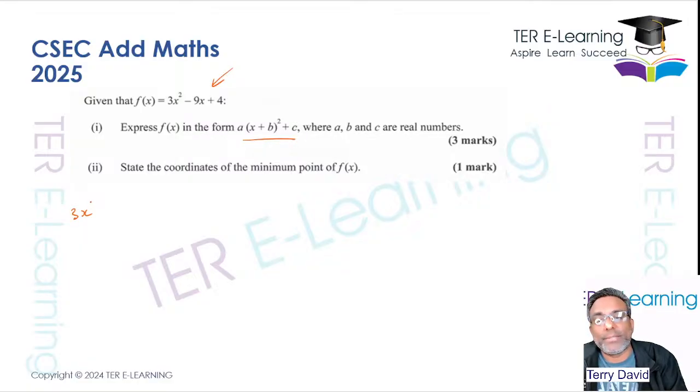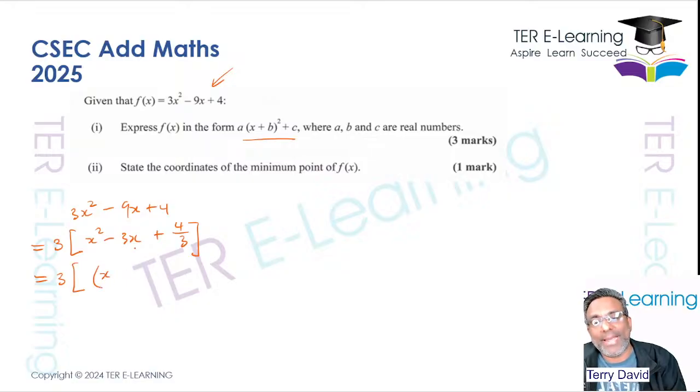So I have 3x squared minus 9x plus 4, and I want to complete the square. This is what I would have taught my class. The first thing we do is factor out this 3 here. So this becomes 3 times x squared minus 3x plus 4 over 3. Next, if you never did this method, don't worry about it. Stick to what you know. So this here is going to be x minus, we find half of this, so this is going to be 3 over 2.